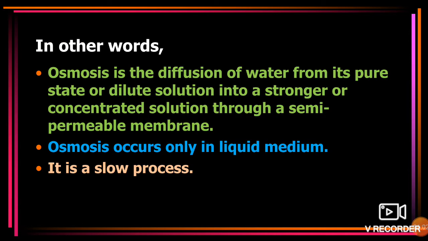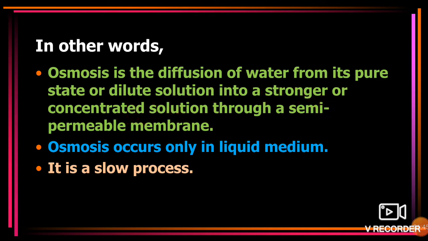In other words, osmosis is the diffusion of water from its pure state or dilute solution into a stronger or concentrated solution through a semi-permeable membrane. What is very important is the movement of solvent, or you can say the movement of water. Why water? Because most of the time the solvent is water. So it is the movement of solvent through a semi-permeable membrane, from high concentration of water to lower concentration, or from dilute solution into a stronger solution.